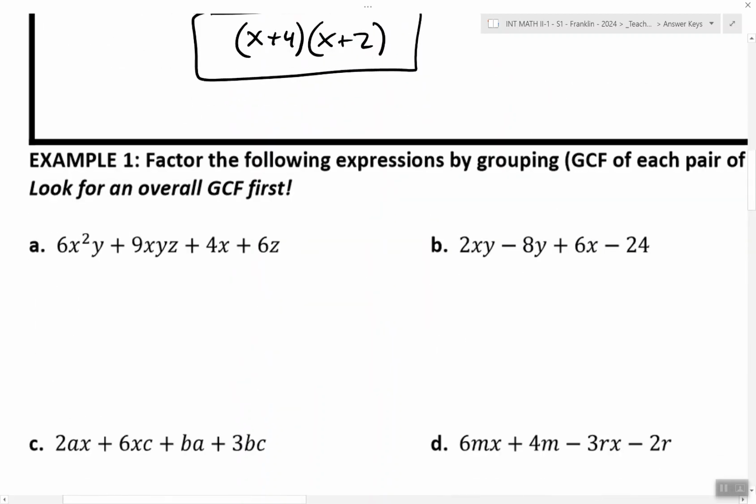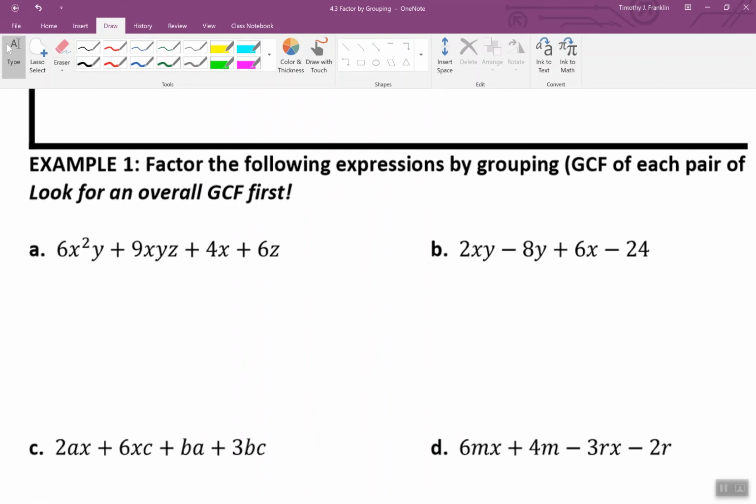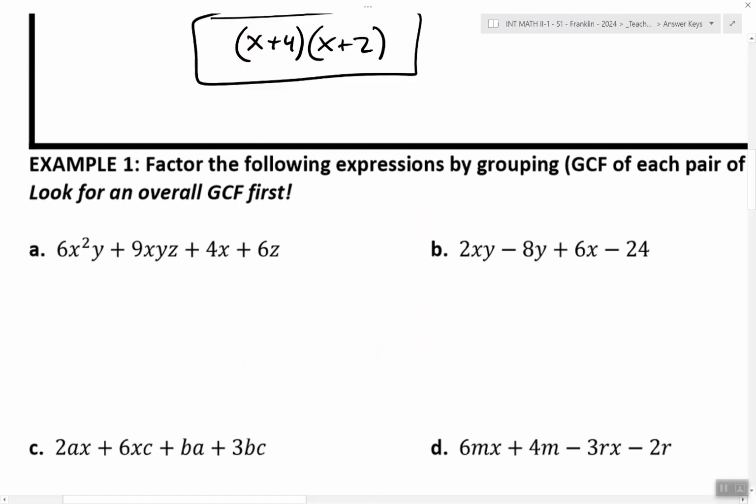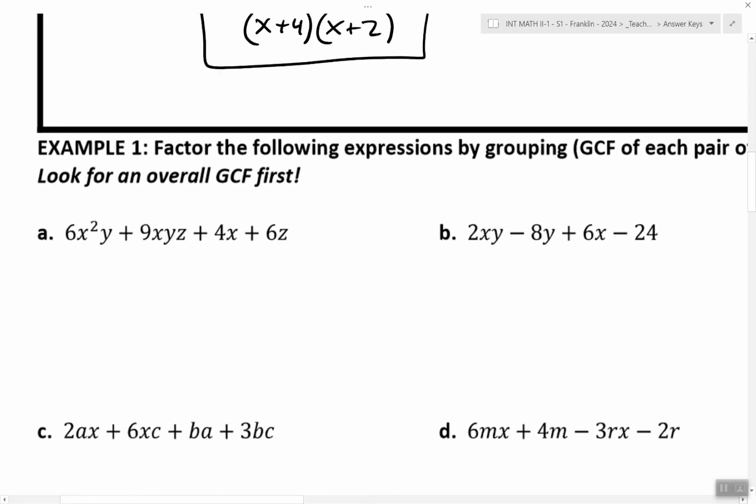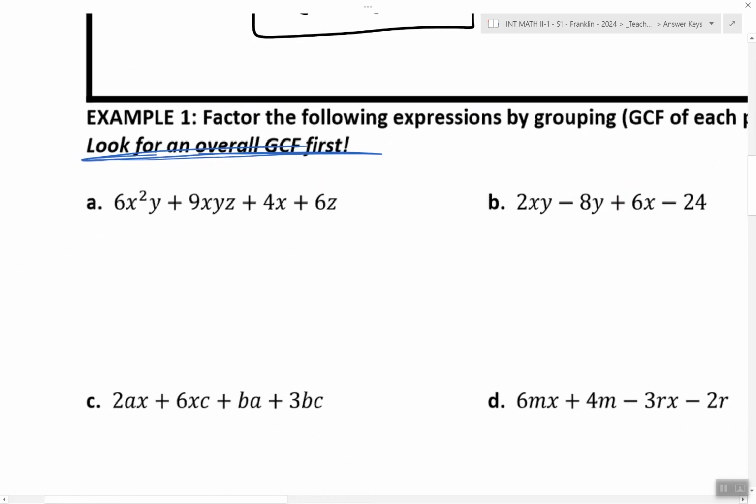All right, we have some more examples here that we're going to work through. So it says factor the following expressions by grouping. Now we want to look for an overall GCF first. So if a polynomial has a GCF overall, we should factor that out as well. So taking a look at this first one, I do not think we have an overall GCF. They don't all have x, y, or z, and 2 doesn't go into all of them, 3 doesn't, so we're good here, we can start.